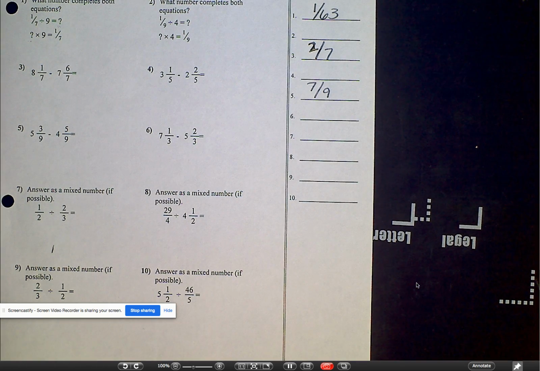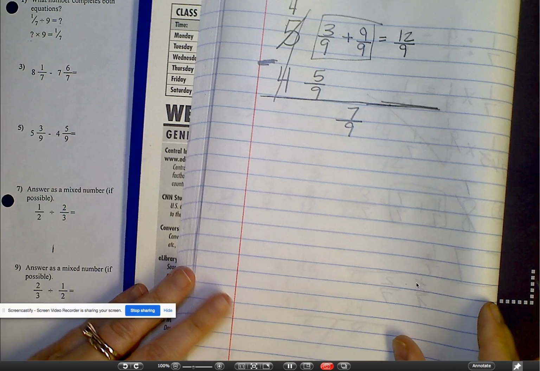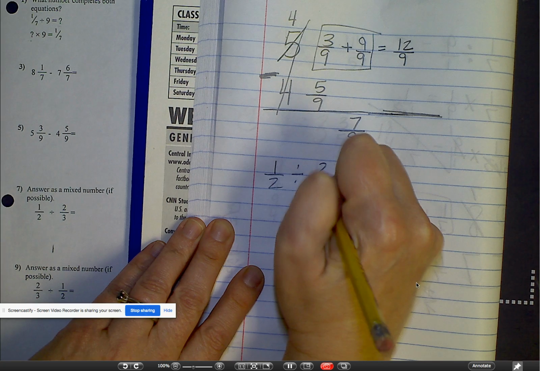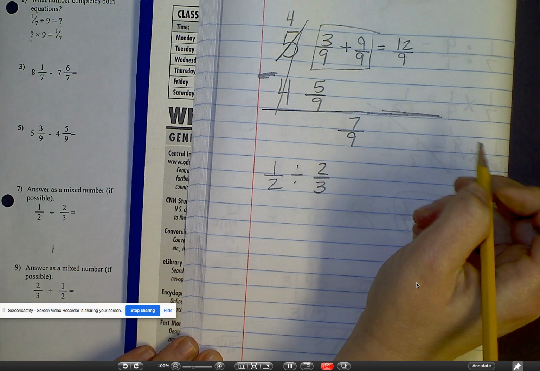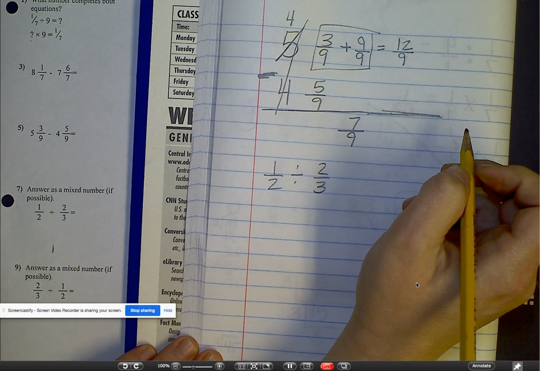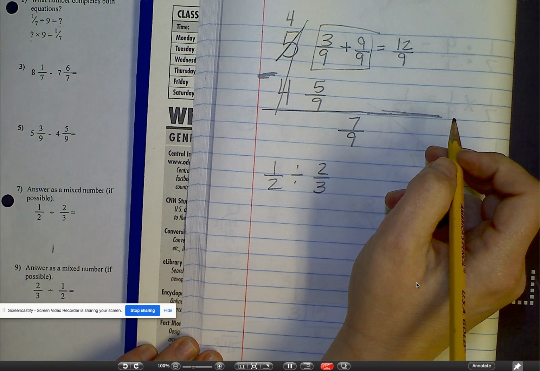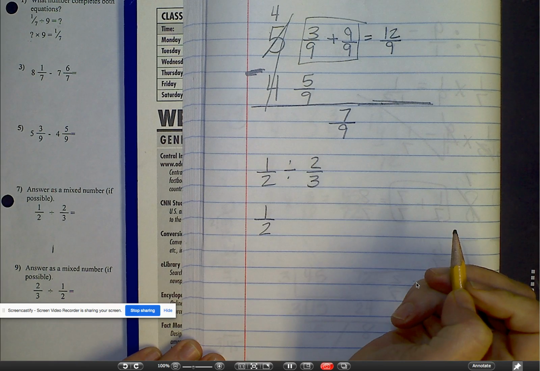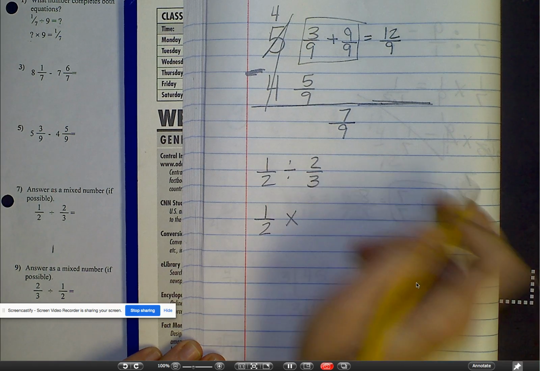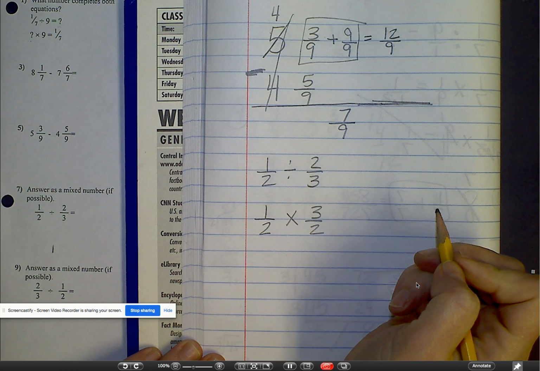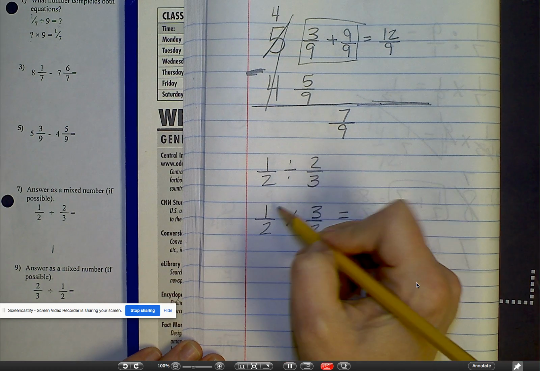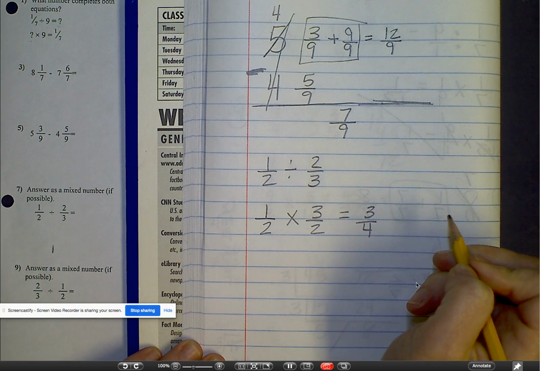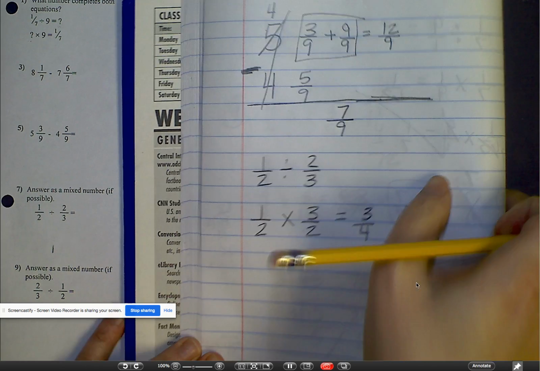All right. Number 7, it says answer as a mixed number if possible. So I have 1/2 divided by 2/3. Okay. This one should be pretty easy because the only thing I'm doing is bring down, flip, flip, because I don't have any mixed numbers to worry about on this one. So I'm going to bring down my 1/2, flip my sign, and then flip my number, right? Or take the reciprocal if you want to be technical. 1 times 3 is 3. 2 times 2 is 4. So the answer to number 7 is 3/4.